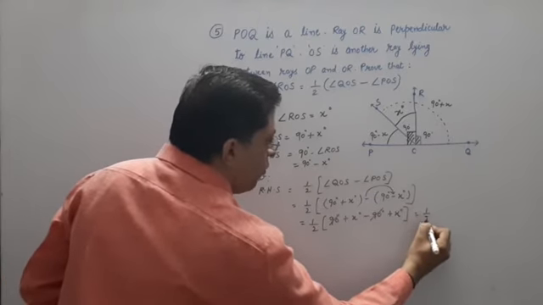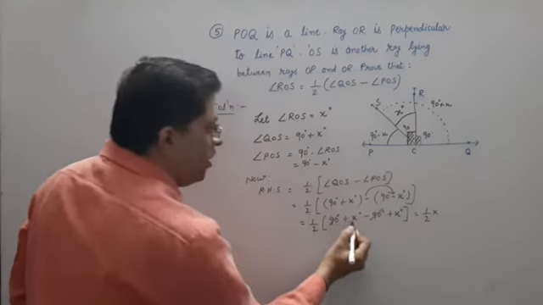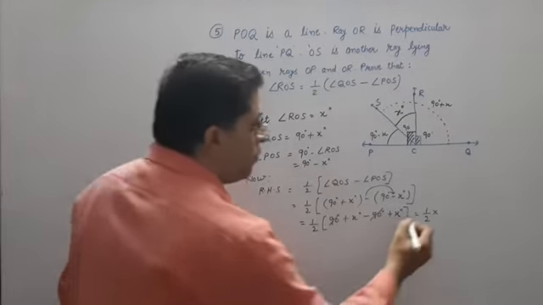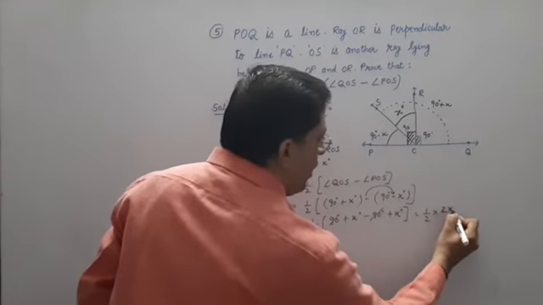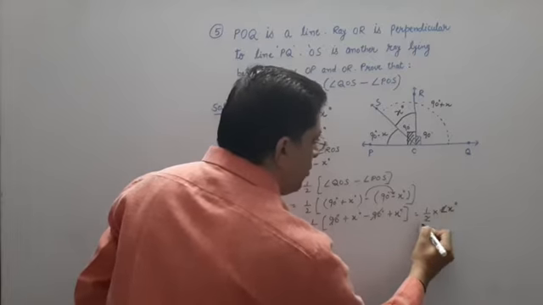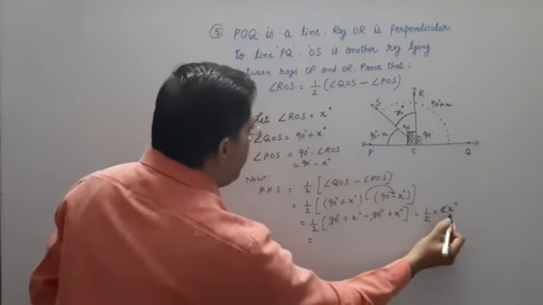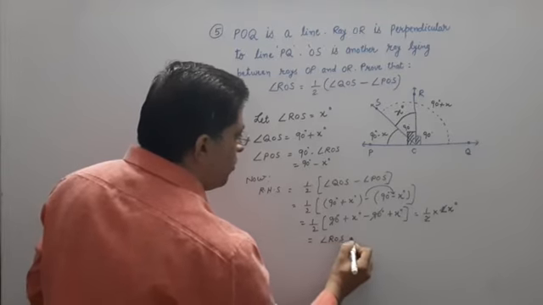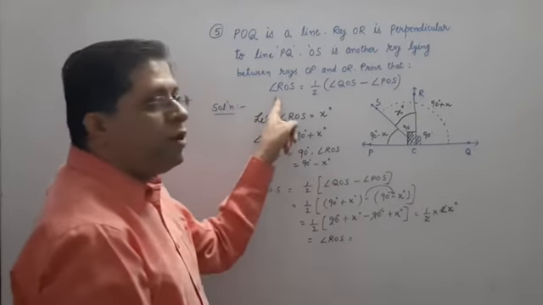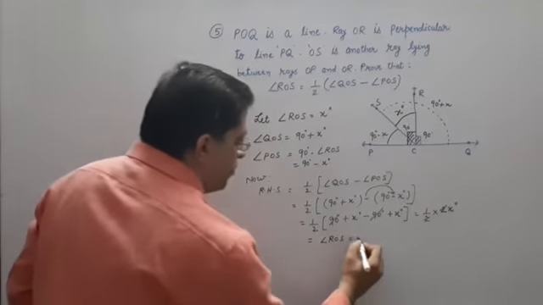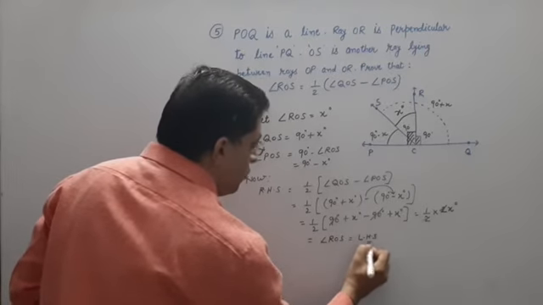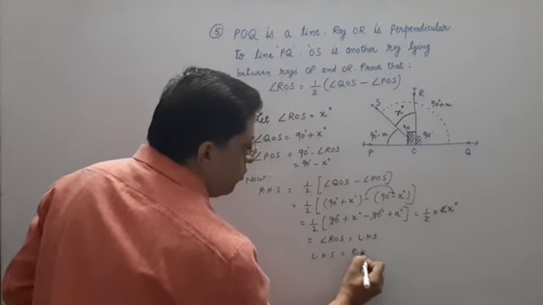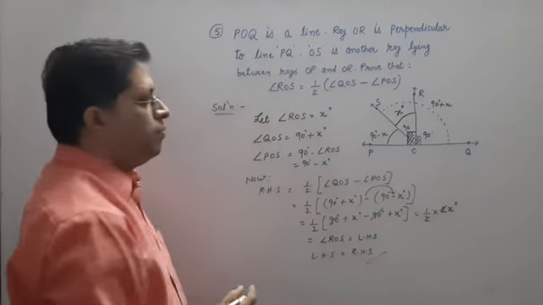This is 1 upon 2, and here x degree and x degree, this will be 2x degree. X degree to x degree cut. Okay, what do you mean by x? X is your angle ROS. And this is what actually? This is your LHS. So I can say LHS is equal to RHS.